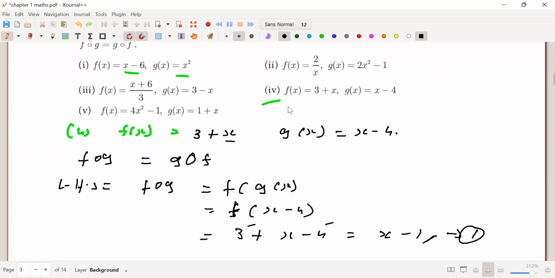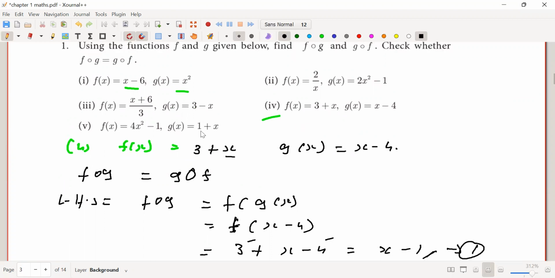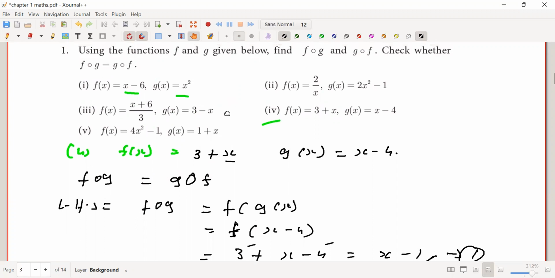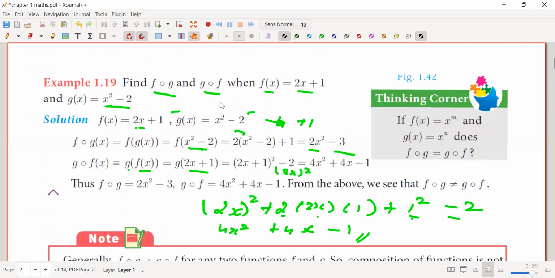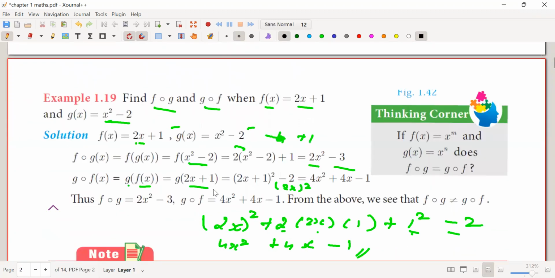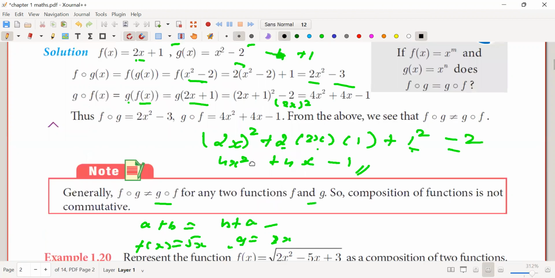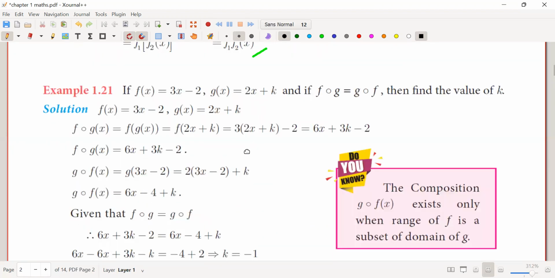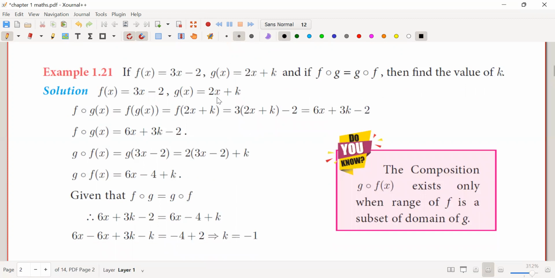Well and good. Then we have to check with the other sums. While you're working with each and every sum, you'll find that some sums will be equal, and some will not be equal. All right. So this is how we have to work on that one. We went through this. Okay. We went through this.